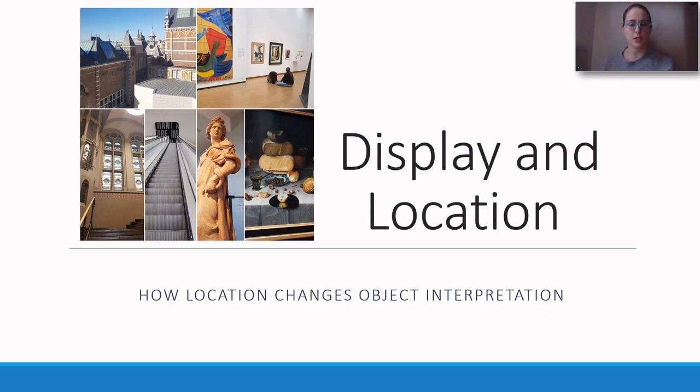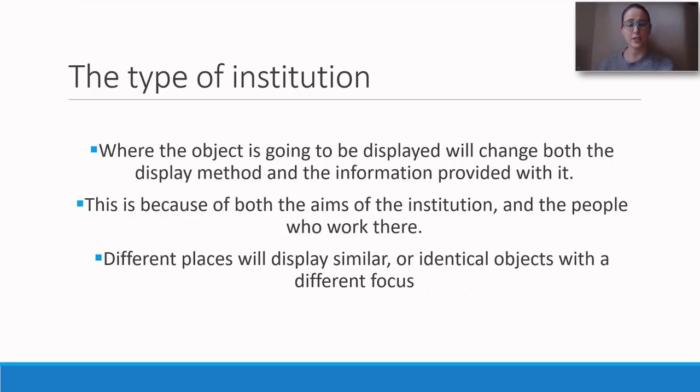So in museums, interpretation is anything to do with display or any information given with the objects, be that text, video or audio guides, anything like that. So the first thing we really consider is the type of institution that's doing the display. It depends on the focus of the institution, what they're aiming to tell people when they come in. So you'll find different places can display the same object very, very differently with different information given depending on what they're trying to do with it.